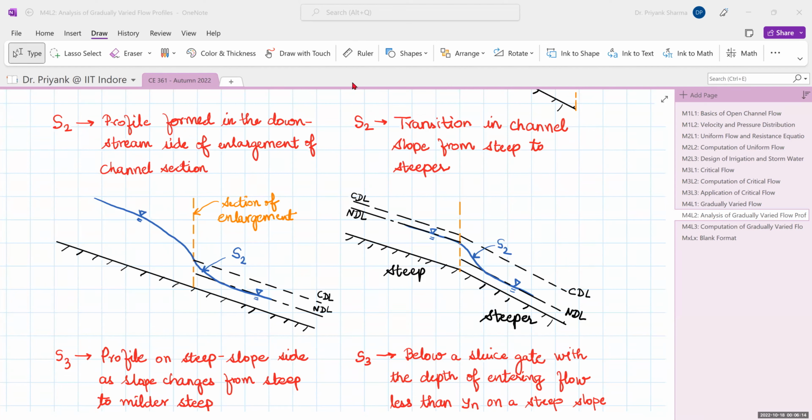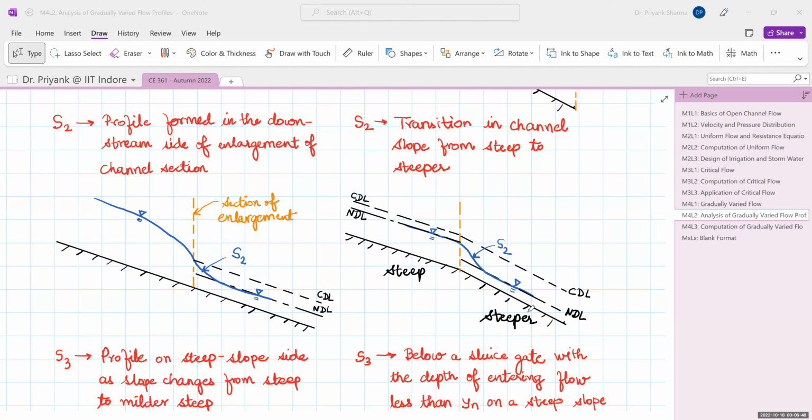Now the S2 profile, it is a drawdown profile, zone 2. It is formed on the downstream side of a channel enlargement. So your channel is enlarging. Here it will be formed on the downstream side of the enlargement, and there it is a drawdown in nature. So dy by dx is negative and it is an S2 profile. Again, the S2 profile can be seen when there is a transition from steep to steeper. Steep and steeper means it becomes more steep. So that is the relative degree.